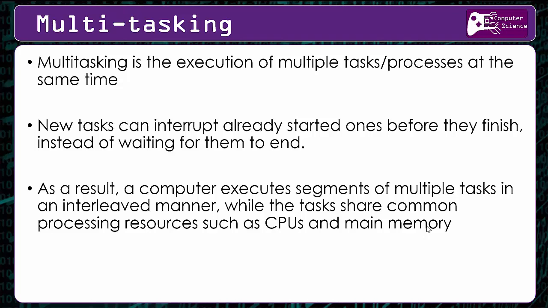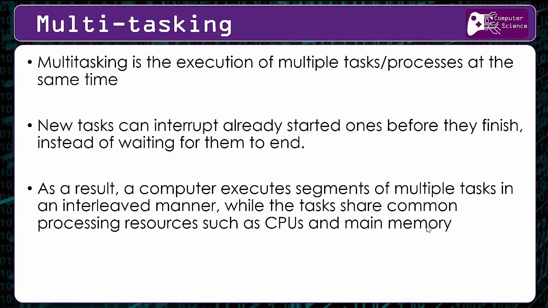So multitasking, this is the execution of multiple tasks or processes at the same time. So new tasks can interrupt already started ones before they finish instead of waiting for them to end. So if you type in a word but you're also playing music in the background, it doesn't wait for that song to end before it types your word that you've typed into a text editor. So as a result, the computer executes segments of multiple tasks in an interleaved manner, while the tasks share common processing resources such as the CPU.